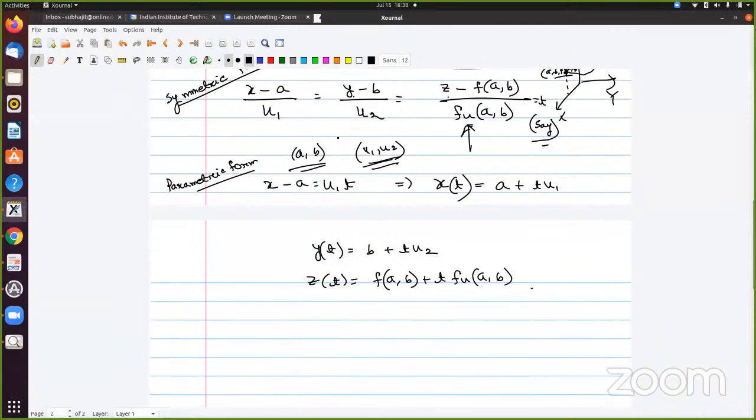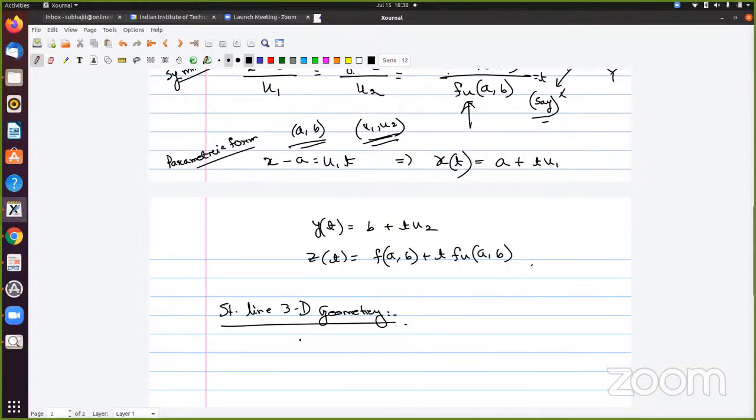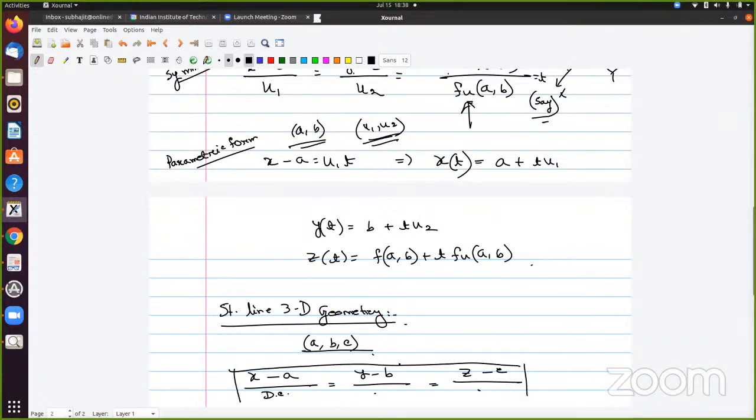So if you have learned, that's a derivation which I was avoiding. It is not required basically, but still I am saying. Straight line in 3D geometry: suppose you have a straight line which is passing through the point a comma b comma c. Then x minus a by some direction cosine, y minus b again by some direction cosine, and z minus c again by some direction cosine. This will be the general form of a straight line.